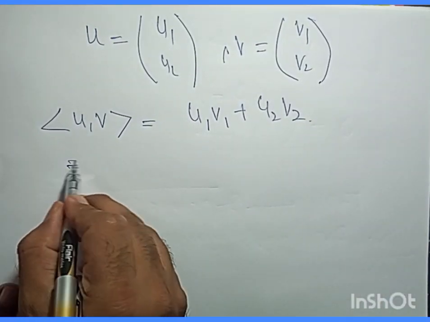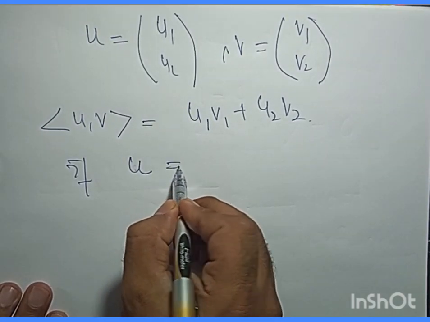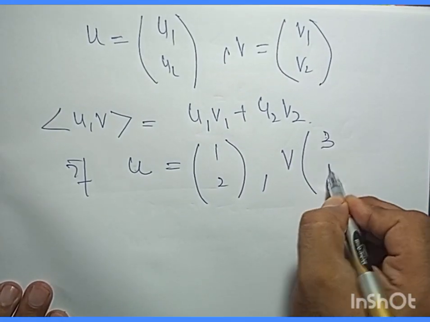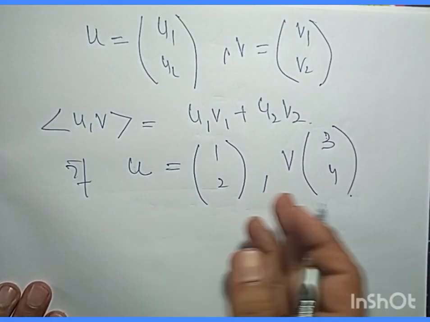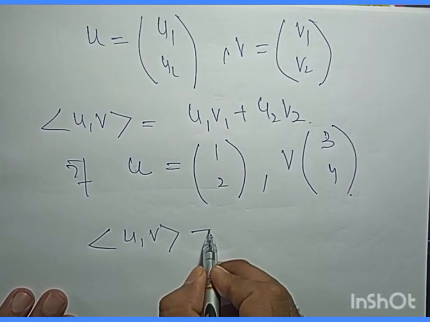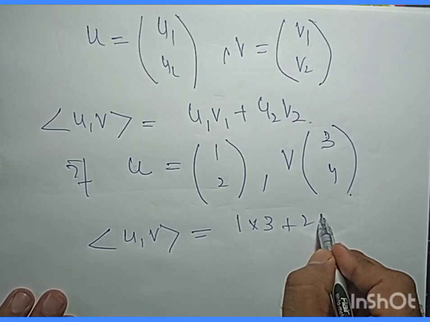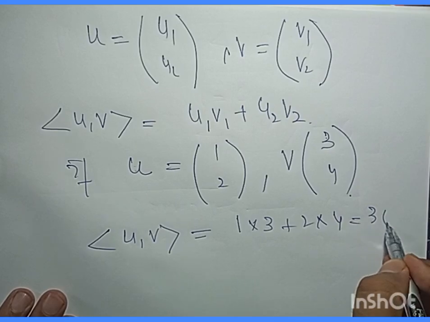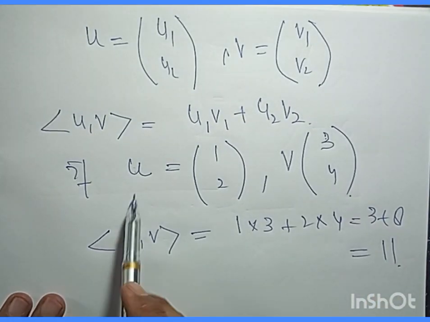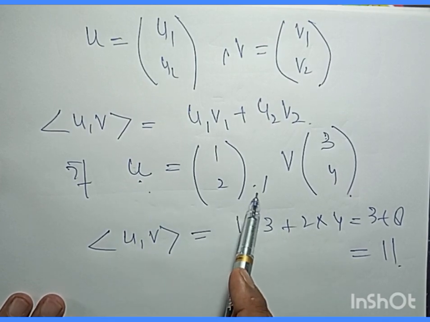Now, if I use some numbers, say U is 1 and 2, and V is 3 and 4, we can find the inner product for these real numbers. What will that be? UV will give us 1 times 3 plus 2 times 4. That will be 3 plus 8, and that will give us 11. So we have taken the inner product of two state vectors, U and V, and these are real numbers that we have chosen here.